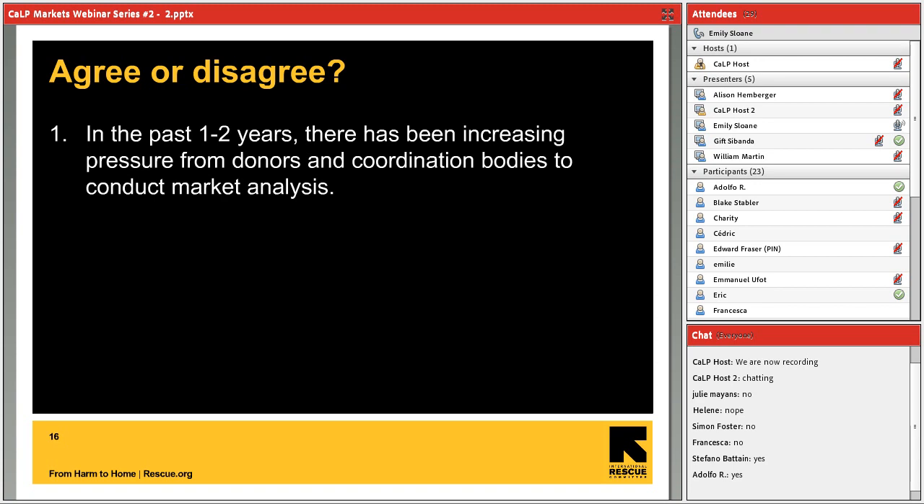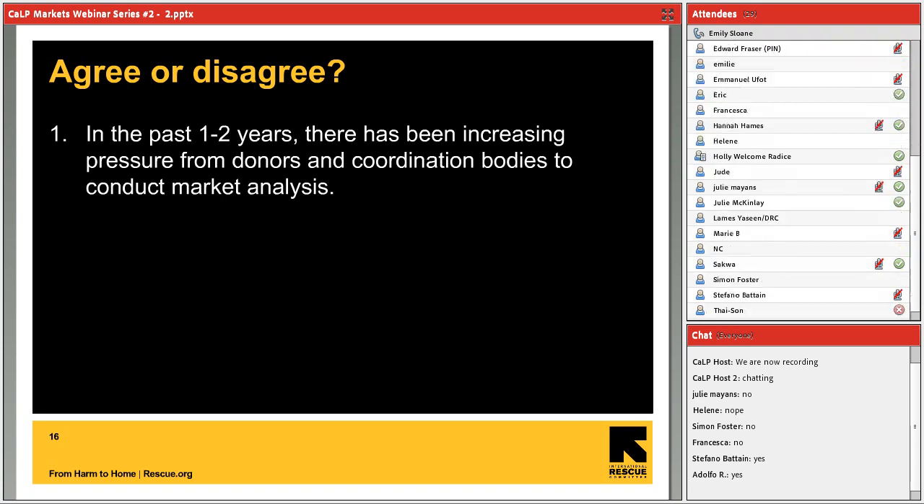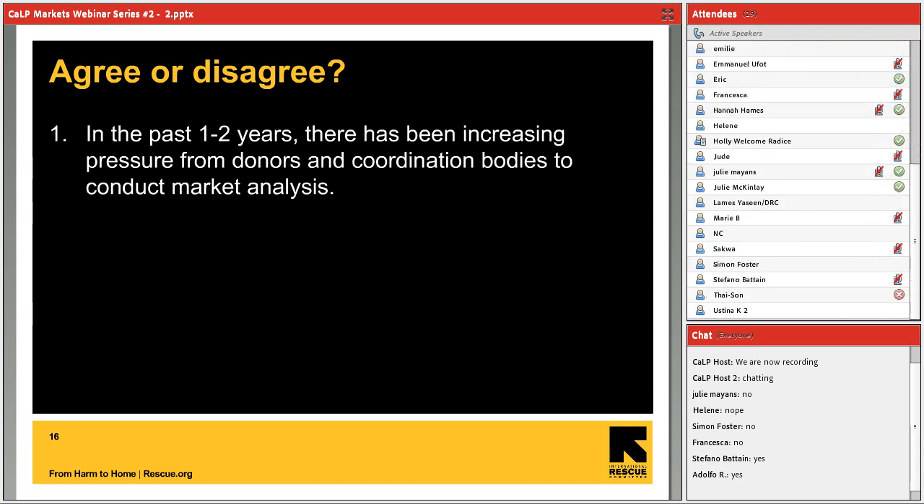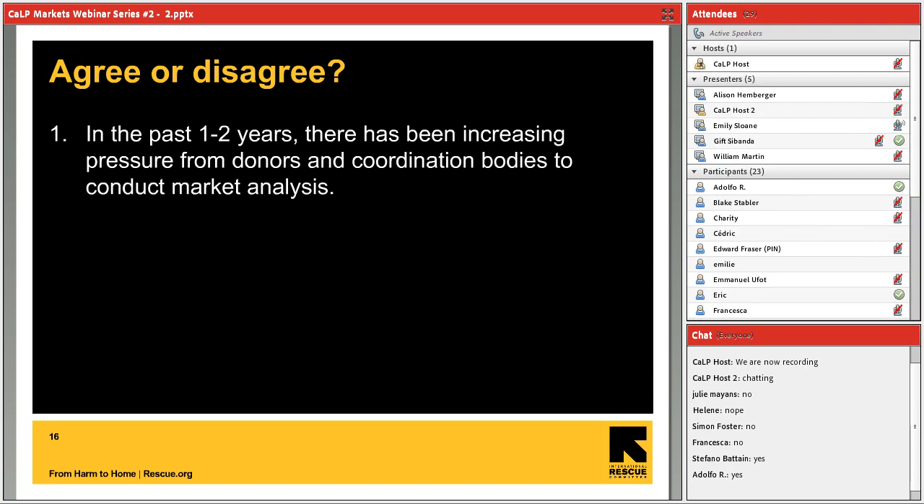Great. Okay. So the first statement is, in the past 1 to 2 years, there has been increasing pressure from donors and coordination bodies to conduct market analysis. So I'm seeing all agrees at the moment. Okay, so no one disagrees with that statement.